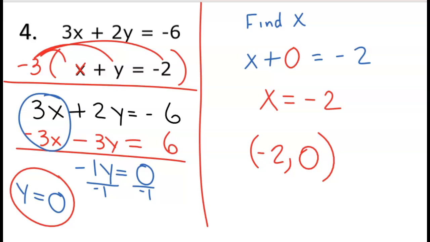So do you understand why this one actually has a solution? Just because there's a 0 in there does not mean no solution. It's no solution when the x's cancel and the y's cancel.